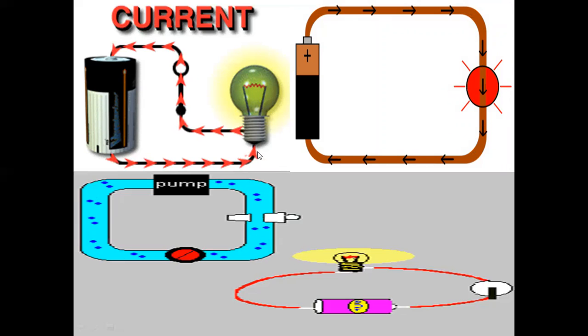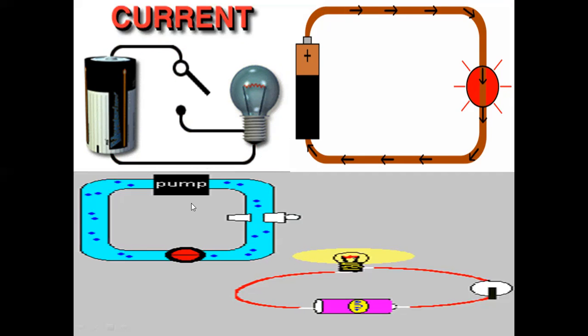Here I also show you a power source, from which the electrons come, and they travel through a wire. When they go to the resistance, that means the bulb, the bulb gives us light. So this is a simple circuit.